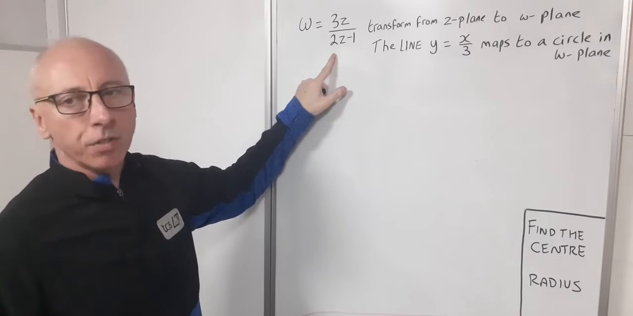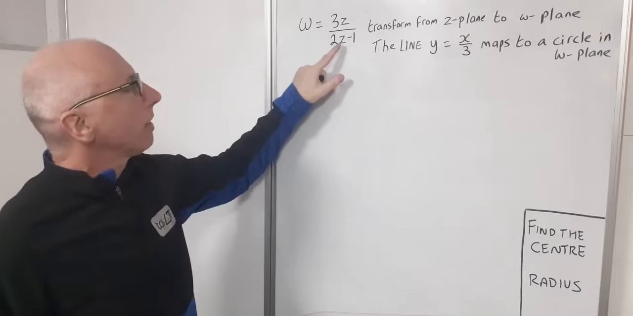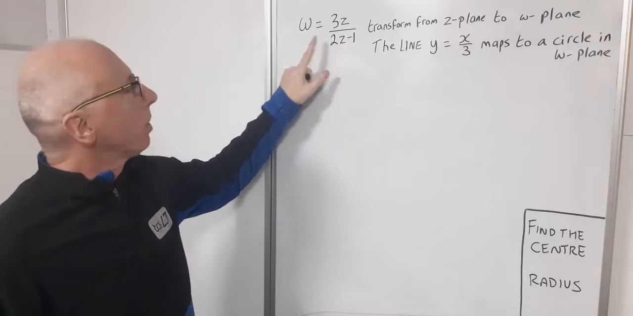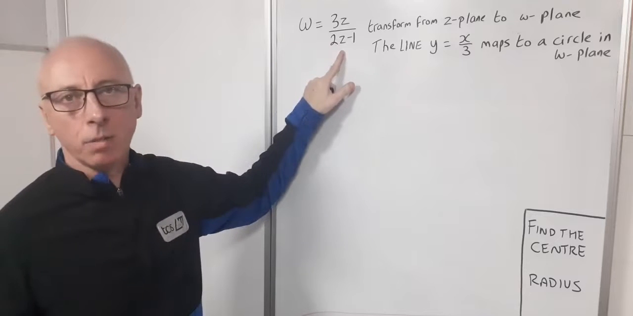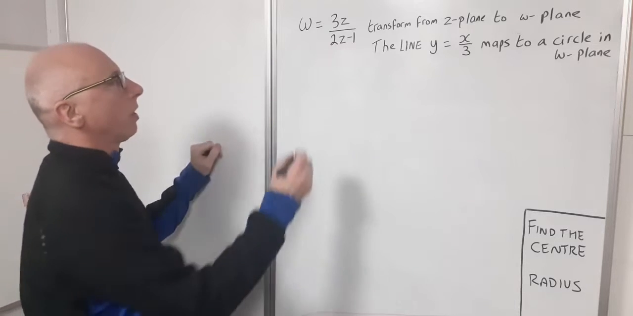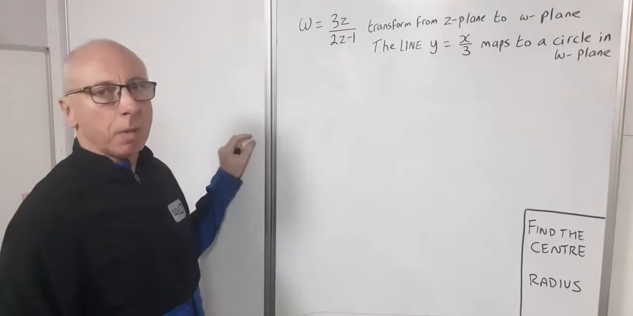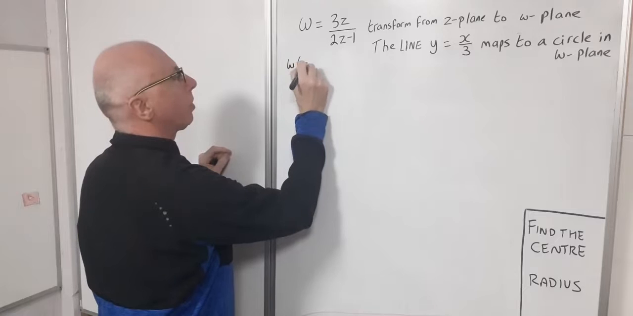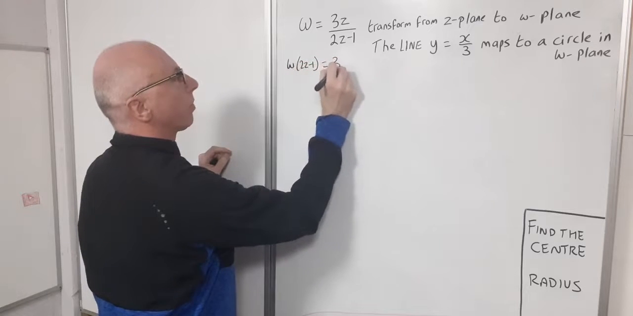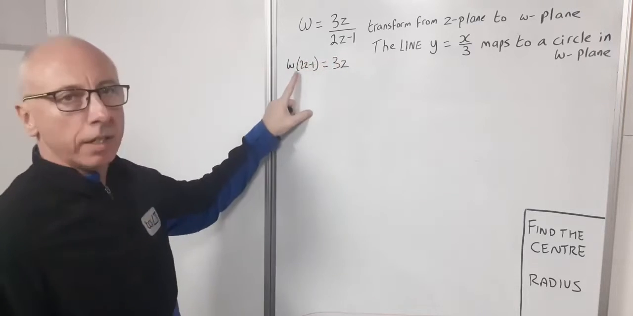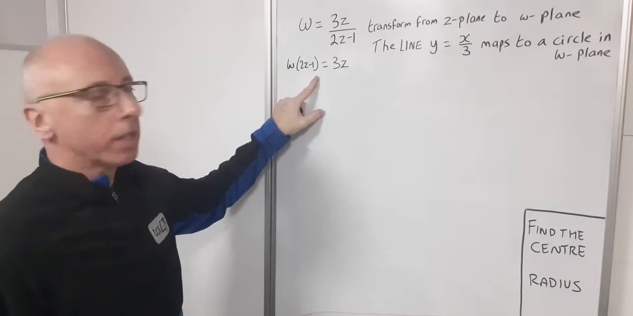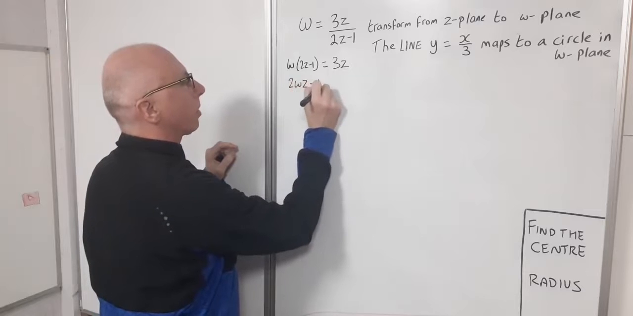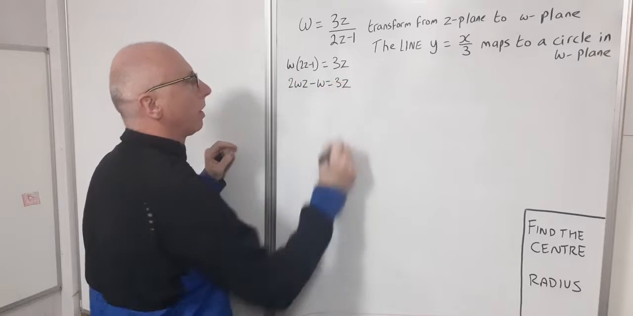Now, when we've got a transformation, our first job is to get z out of this side of the equation on its own. So we're in terms of w, now let's get it in terms of z. First of all, let's multiply both sides by 2z minus 1. So we've got w(2z minus 1) equals 3z. Now let's distribute the w inside of here. So now we've got 2wz minus w equals 3z.